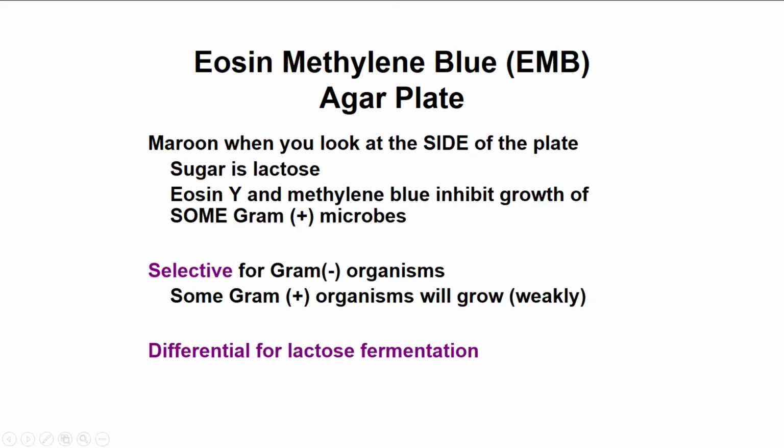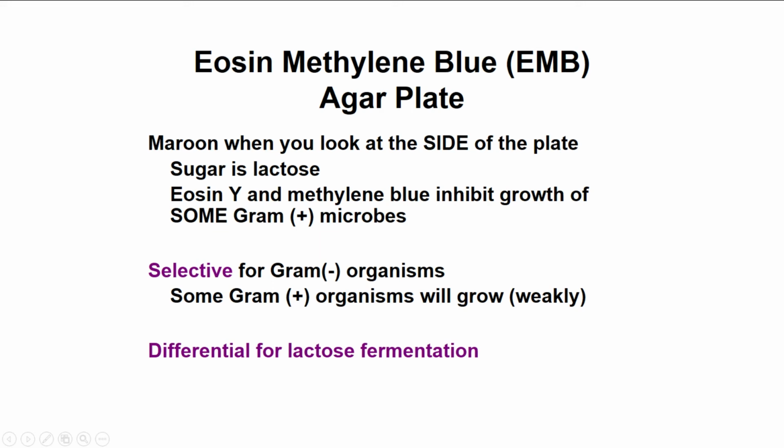Now the last plate we're going to talk about is eosin methylene blue, or EMB agar plates. These are very dark maroon colors. They're the darkest of the three plates. The sugar in there is also lactose, and the indicators are eosin Y and methylene blue. They inhibit the growth of some gram-positive microbes. So that's the key thing right there, that's some. So it should select for gram-negatives, and some gram-positives will grow very weakly on there.